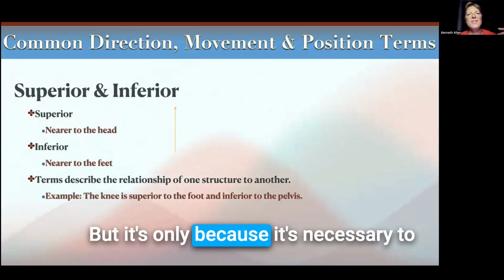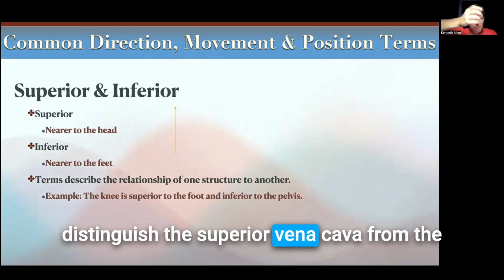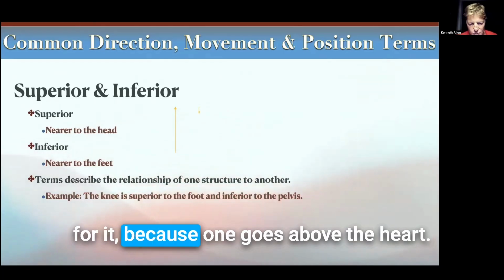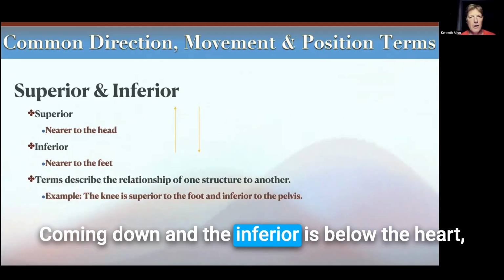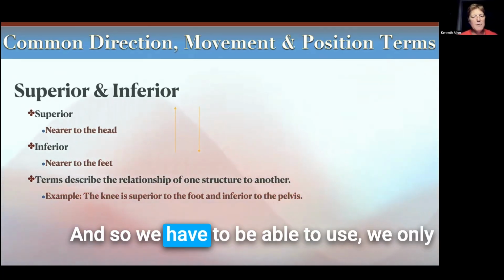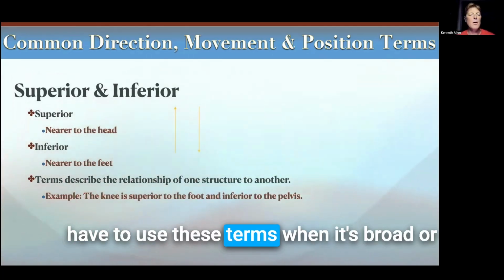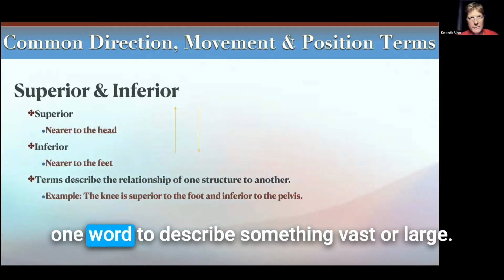But it's only because it's necessary to distinguish the superior vena cava from the inferior vena cava that we have two terms for it. Because one goes above the heart, the superior is from above, coming down, and the inferior is below the heart, bringing blood up from the lower half of the body. And so we only have to use these terms when it's broad or vague or general or confusing to simply use one word to describe something vast or large.